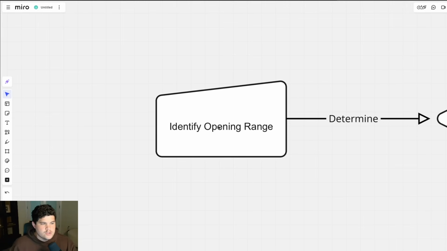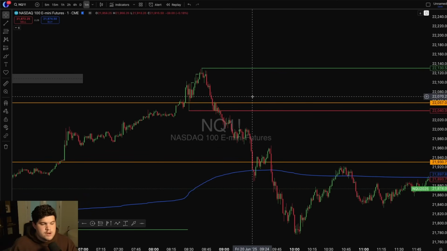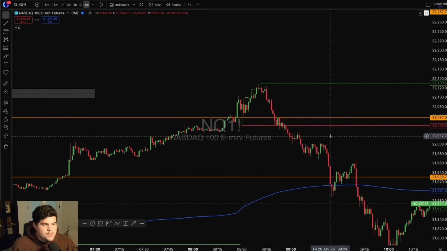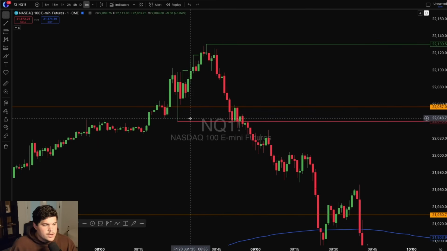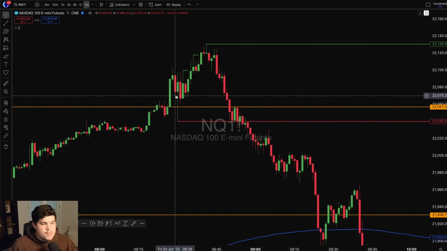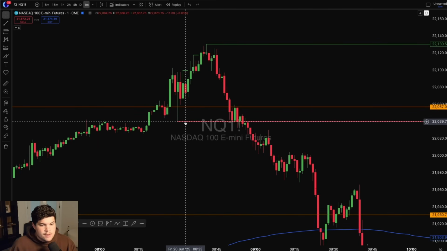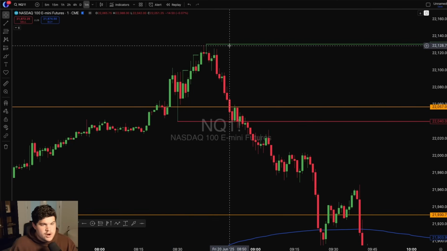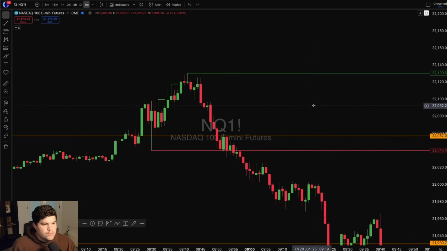So we understand that. We identify our open range, which takes 15 minutes to do. What you can see here is that this develops pretty quickly. Basically the market opens up here, you dip down, you buy up, and this is your high, 2213, low of 2104. Now, what does this mean typically?